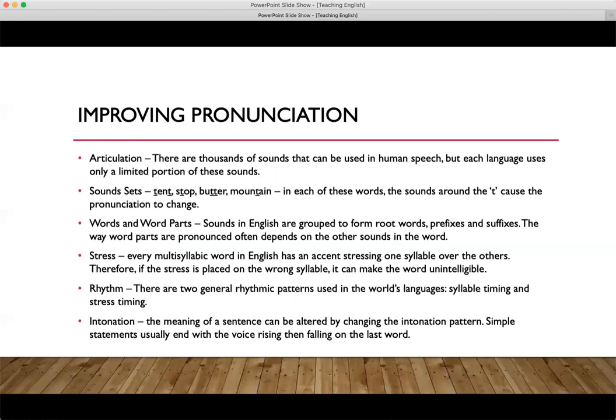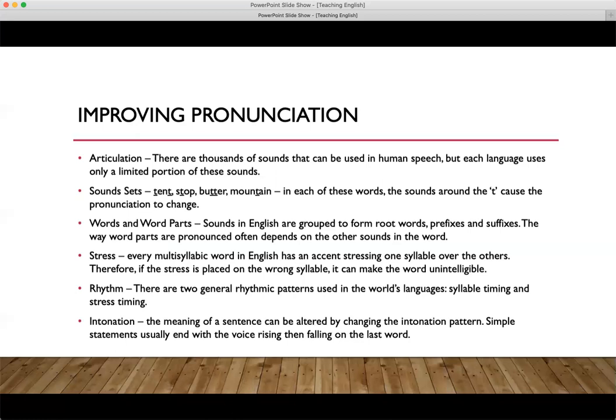Rhythm. There are two general rhythmic patterns used in the world's languages: syllable timing and stress timing. Languages like Spanish, Japanese, and Tagalog use syllable timing. All syllables are of about equal length. Therefore, sentences with an equal number of syllables can be spoken in the same amount of time.